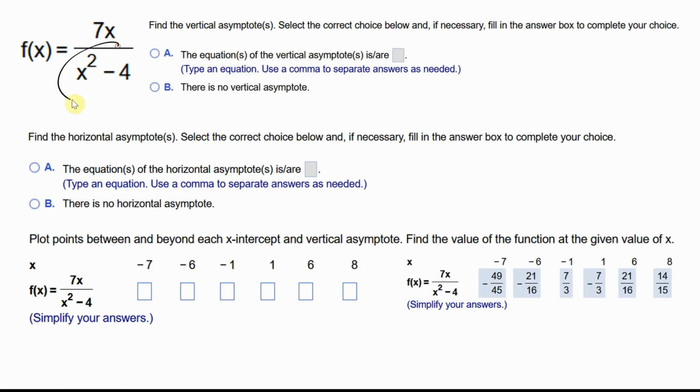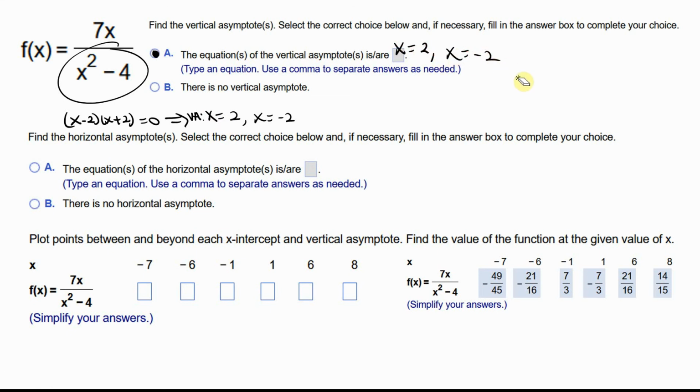Vertical asymptote, set our denominator equal to 0. You get two values, right? You get x equal to plus or minus 2. Isn't this when you factor? So x equal to 2 and x equal to -2 are vertical asymptotes. You've got to put x in there. x equal to 2, x equal to -2.